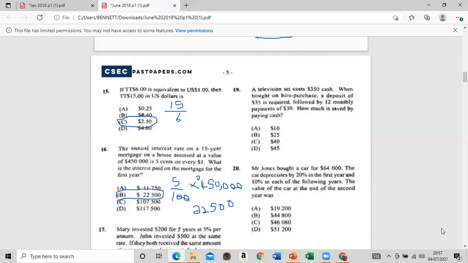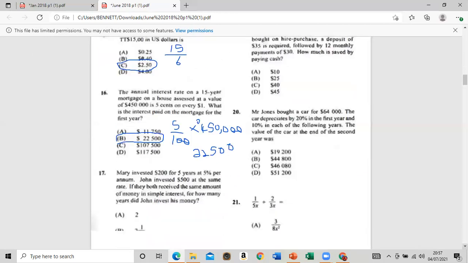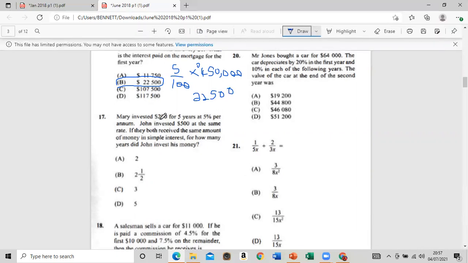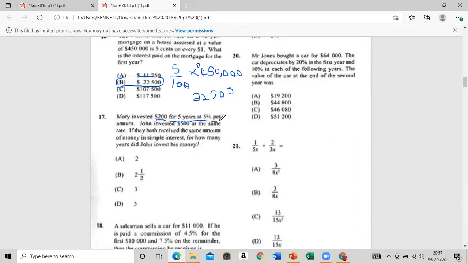Alright, 17 now. Mary invested. This one is a bit tricky. I remember I was discussing this with my students. Mary invested $200 for 5 years at 5% per annum. John invested $500 at the same rate. If they both receive the same amount, how much did John receive? So I could just start with Mary. We'll just find the simple interest for Mary, which is 200 times 5. So we're going to need that information. All of it is relevant.